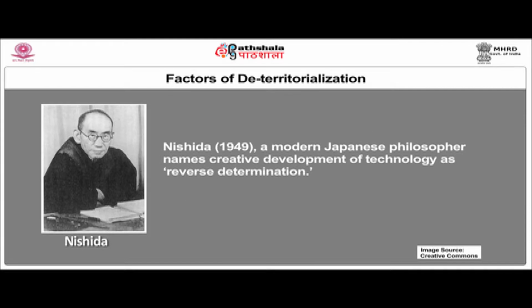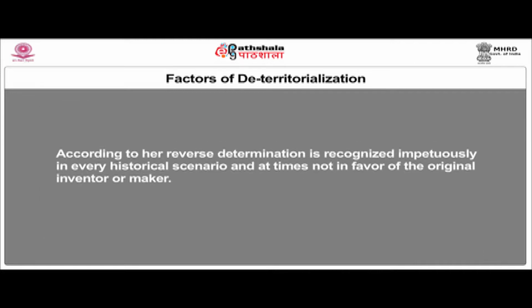Nishida, a modern Japanese philosopher, names the creative development of technology as reverse determination. According to her, reverse determination is recognized impetuously in every historical scenario and at times not in favor of the original inventor or maker.